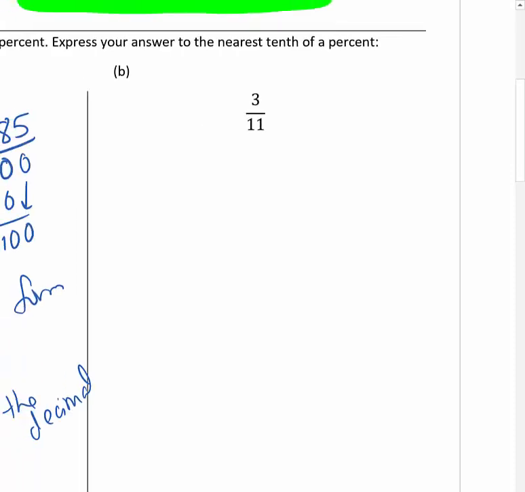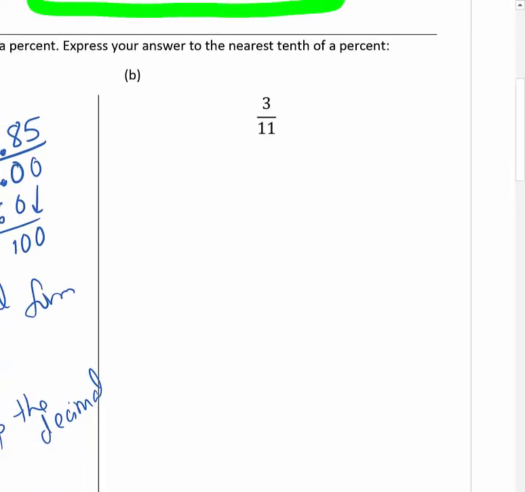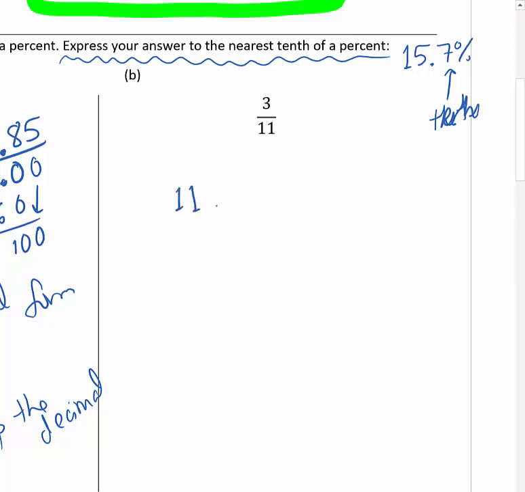So okay, let's see this guy. And this one, I think it's not going to be a pretty answer probably. In the directions, I forgot to say, it says express your answer to the nearest tenth of a percent. So a tenth would be like if you had 15.7%. 7 is in the tenths place. So we'll round to that place. We'll do the same thing. We're going to divide the denominator into the numerator.